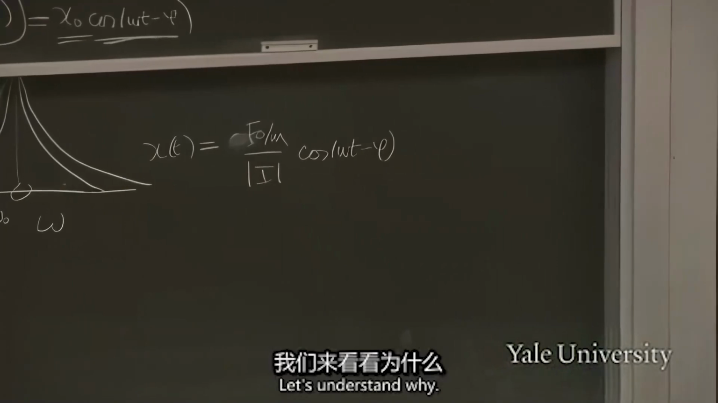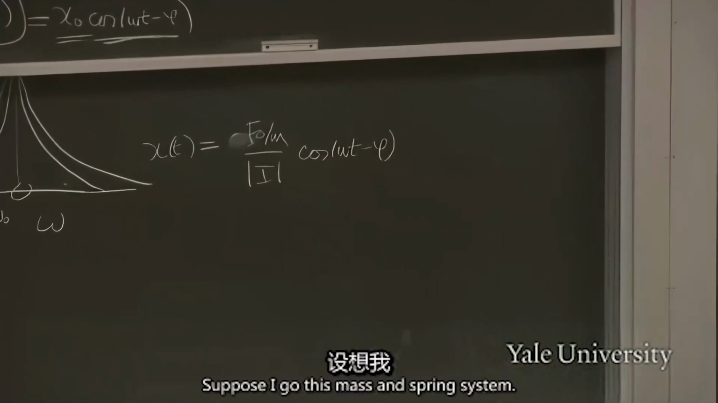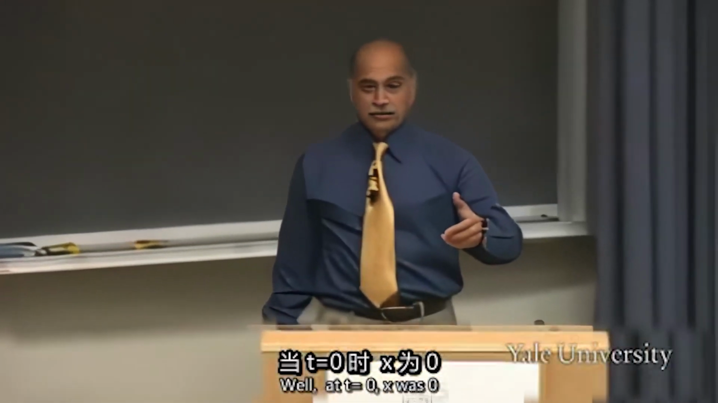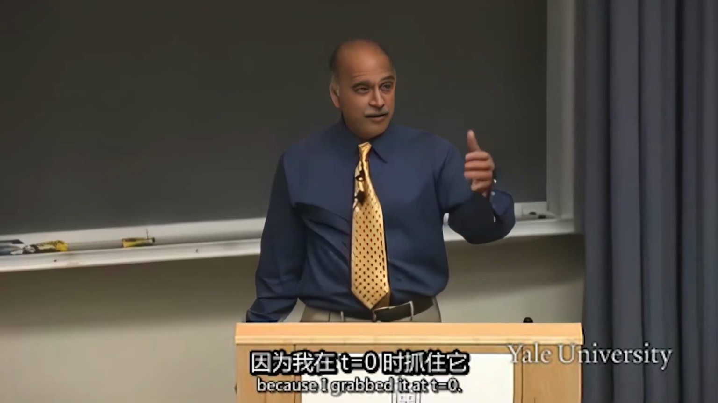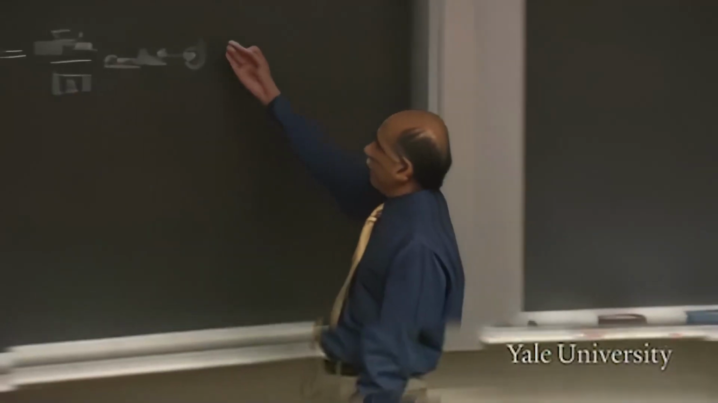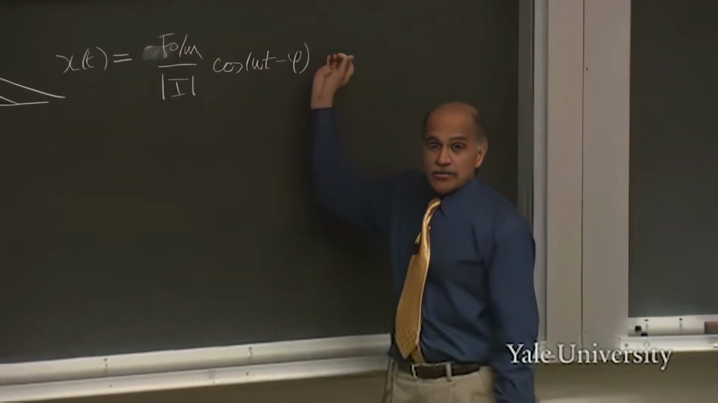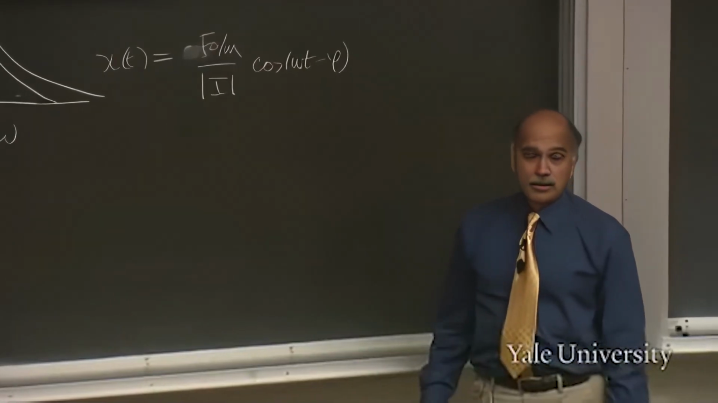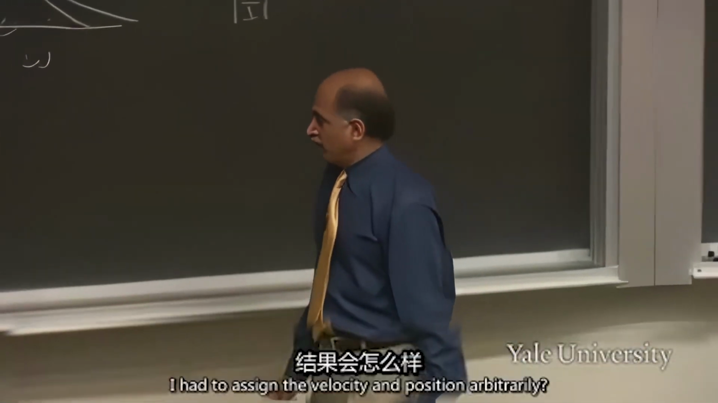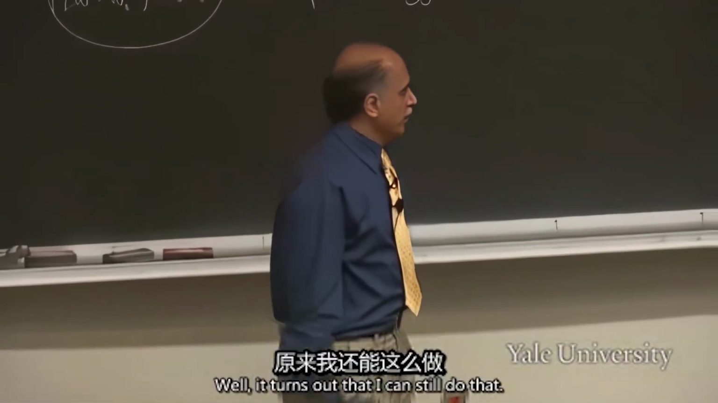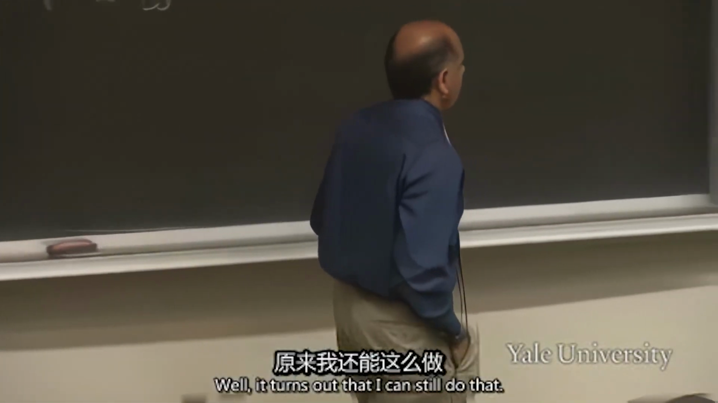Let's understand why. Suppose I go to this mass and spring system. I grab it at t equal to 0 and start shaking it. Well, at t equal to 0, x was 0 because I grabbed it at t equal to 0. Well, at t equal to 0, if I go to this solution, it's not giving me 0. It's saying it's f naught over m i cosine phi. So what happened to the freedom I had to assign the velocity and position arbitrarily? Well, it turns out that I can still do that.